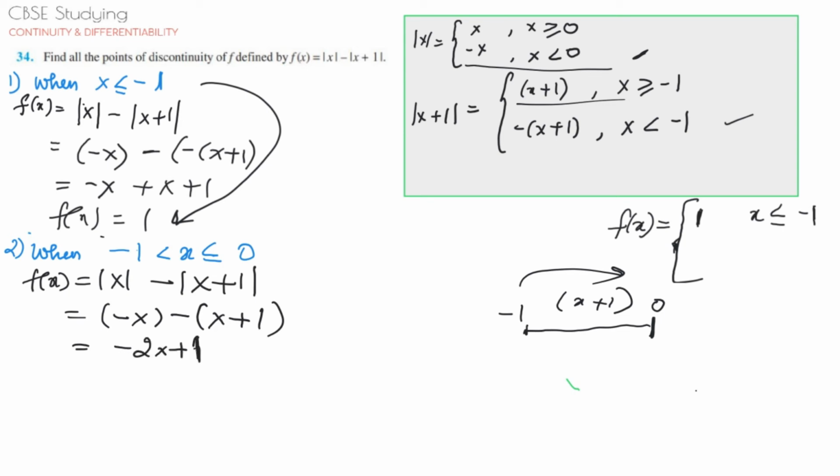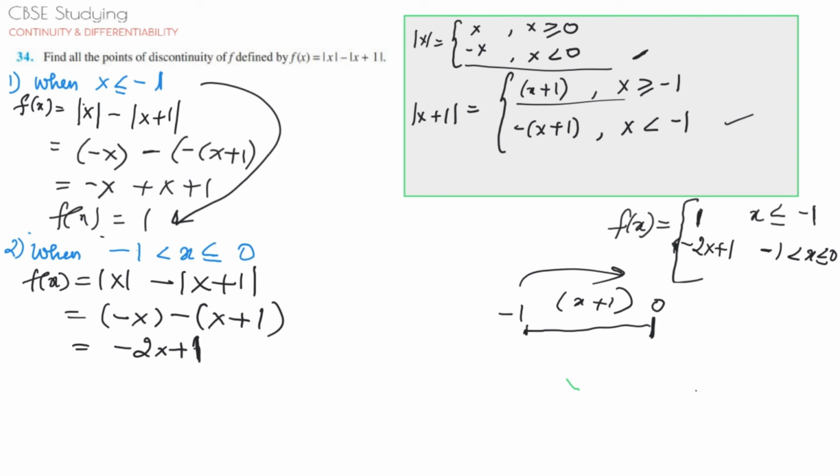Right? So now in my function that I am formulating, what am I going to write? I am going to write that f of x is equal to minus 2x plus 1 when the value of x is between minus 1 and 0. Is that correct? I hope you all are understanding.